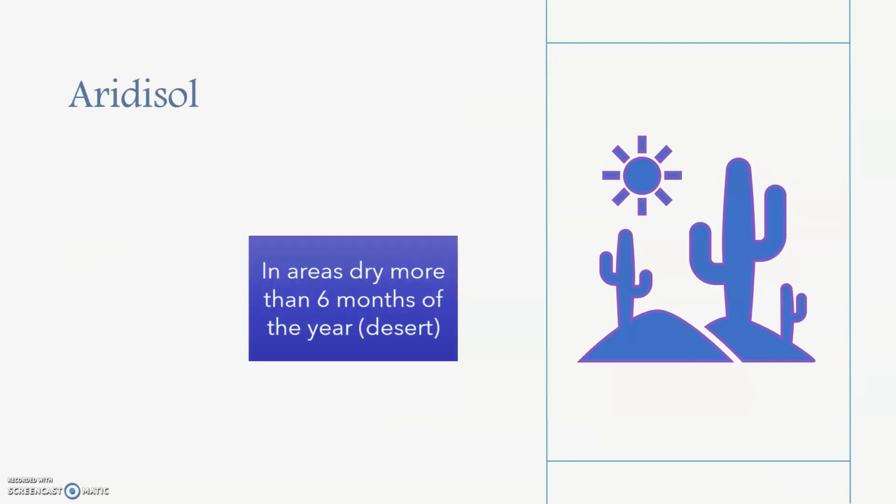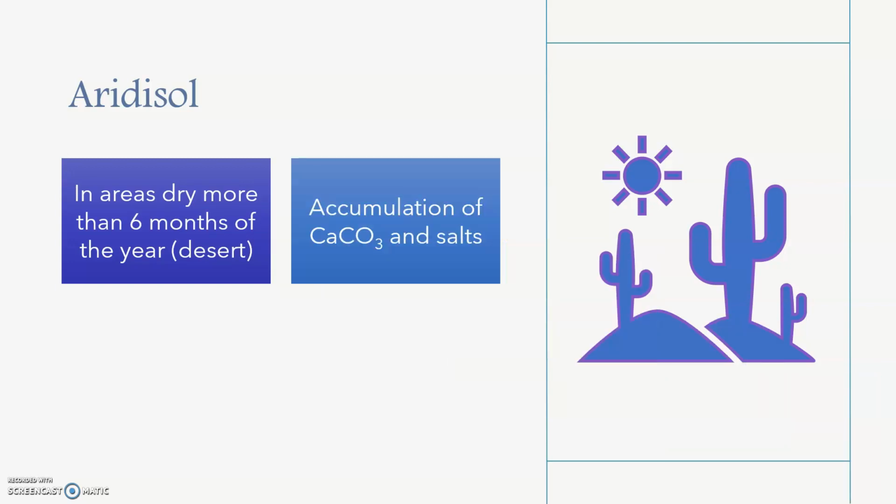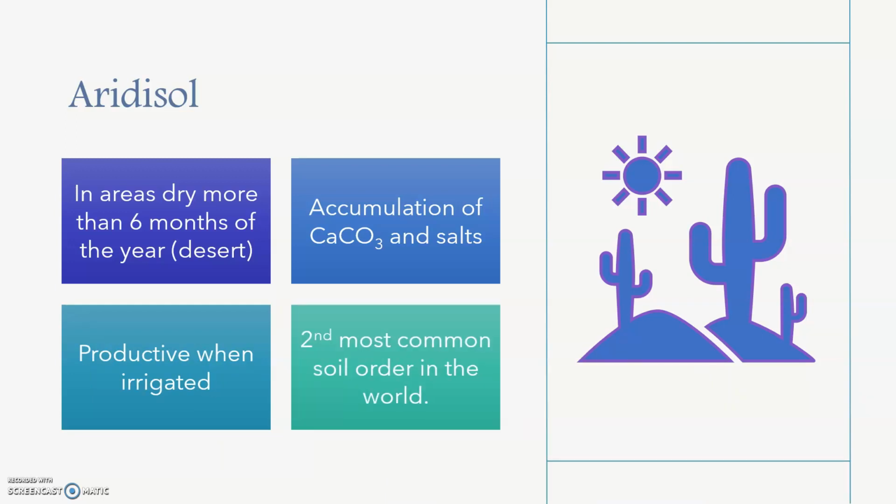Next are aridisols. Aridisols are found in areas where it is dry for more than 6 months of the year, so typically deserts. There's an accumulation of calcium carbonate and salts. Aridisols are very productive when irrigated and are the second most common soil order in the world.